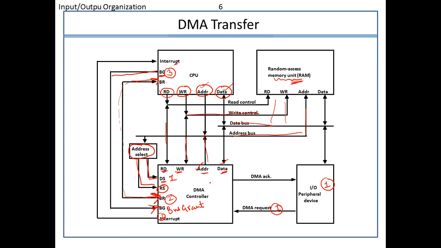Once the data transfer has been done, it will send back an acknowledgement signal to the peripheral devices that yes, now the DMA has finished transferring the data to the main memory. So this is how the entire DMA process will take place.